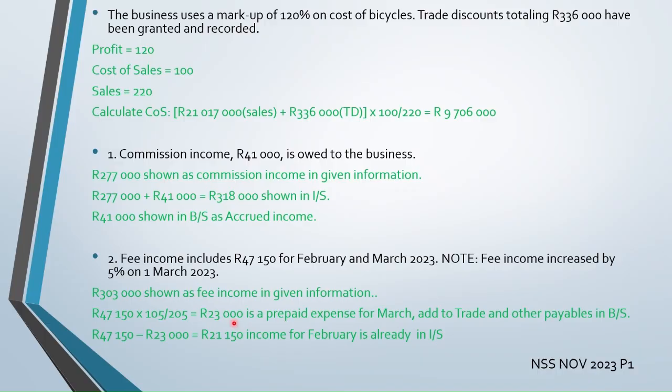And it is a prepaid expense for March because you have already paid it, but your financial year ends at February and you've already paid the expense for March. So you add this amount to your trade and other payables in your balance statement. And then you take the fee income amount that is included minus the amount that should not be included to give your total income or your real income for February that is already in the income statement.